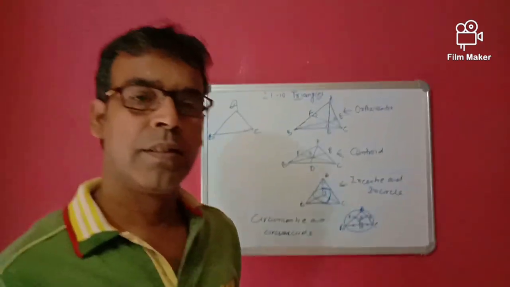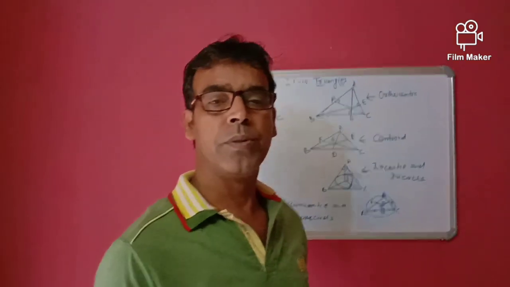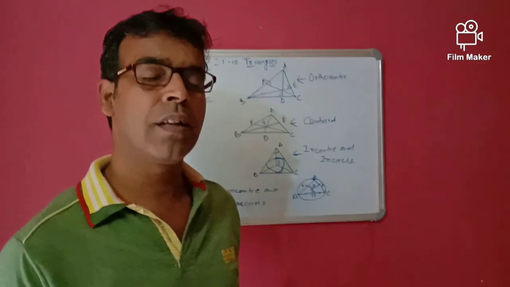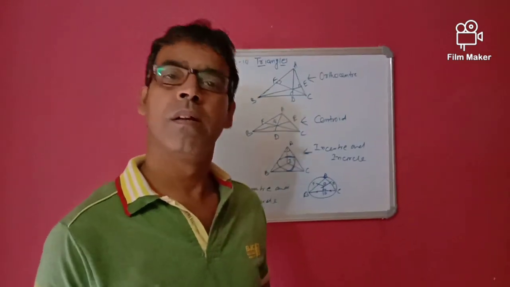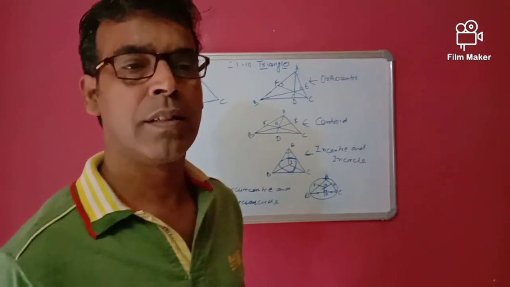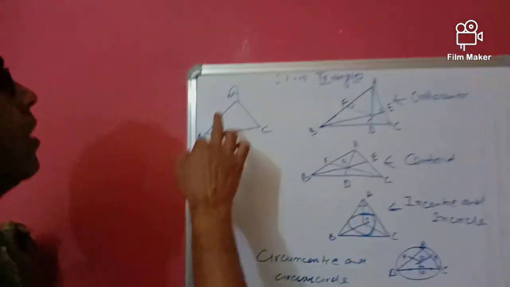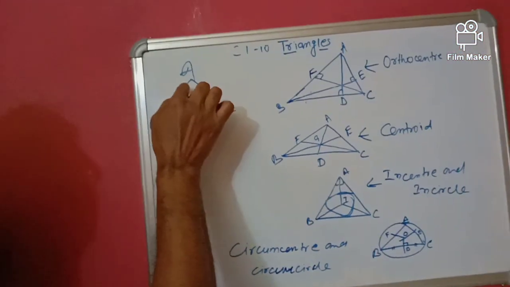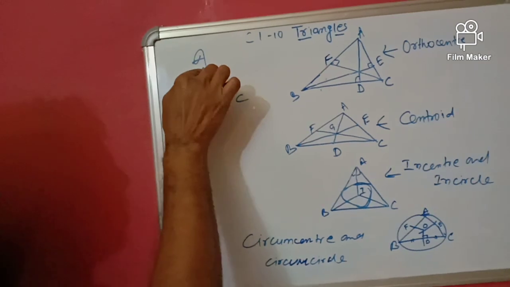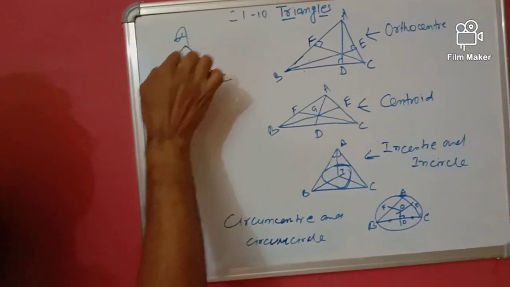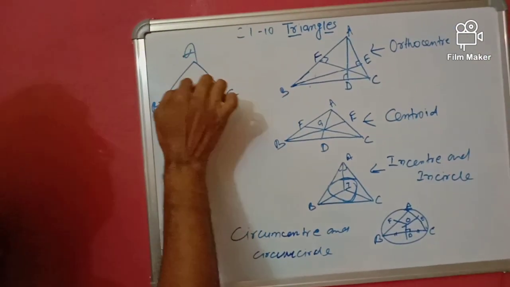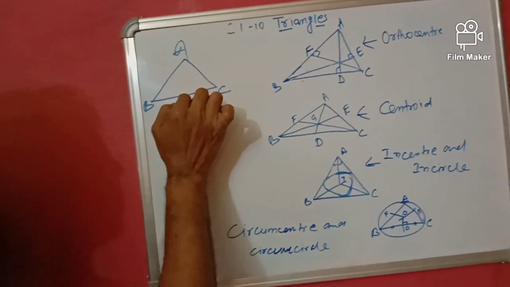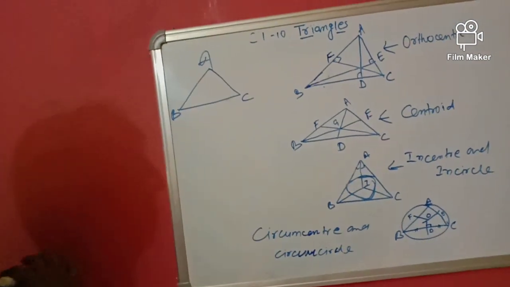Good morning, children. In this video, I'm going to teach you triangles, chapter 10. So, a triangle is a closed curve formed by three line segments. ABC is a triangle. Vertex A, vertex B, vertex C. These are the three angles. AB, BC, and AC are the three sides.